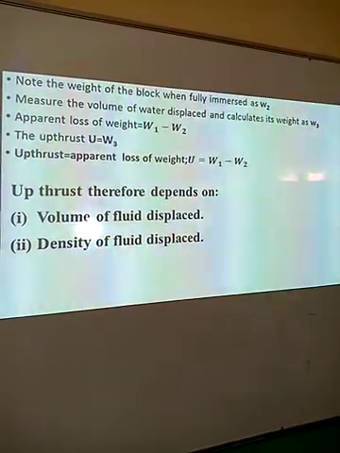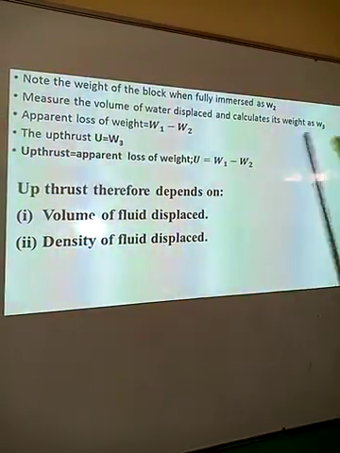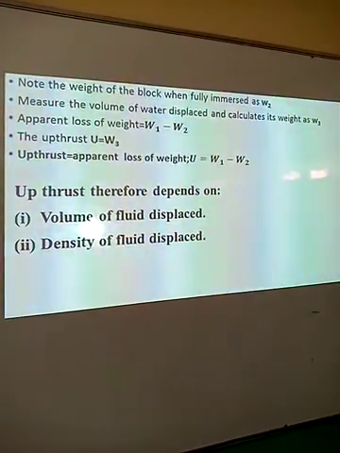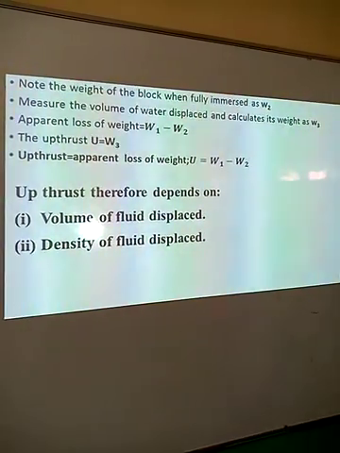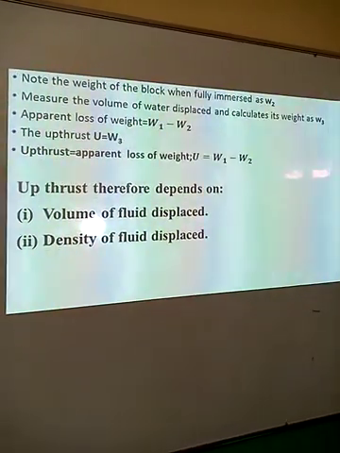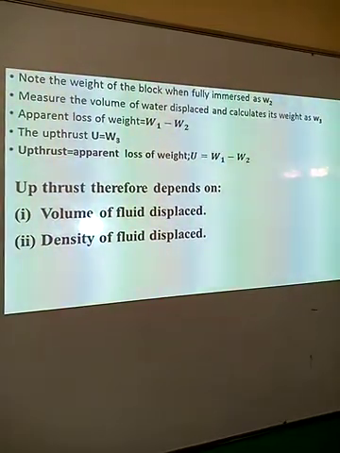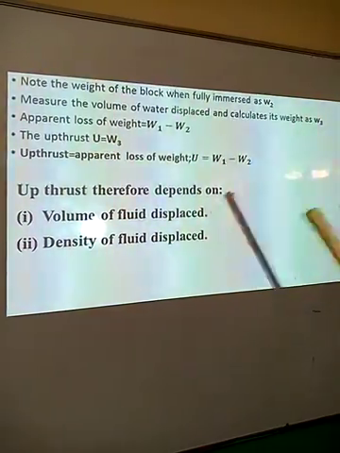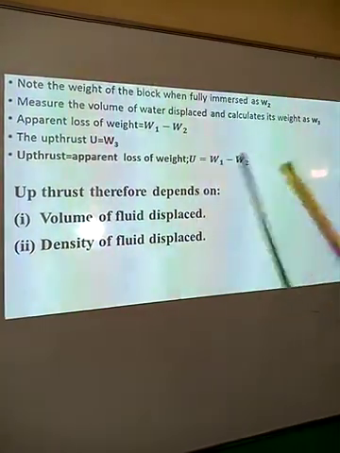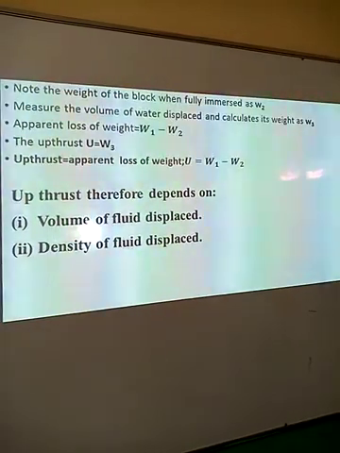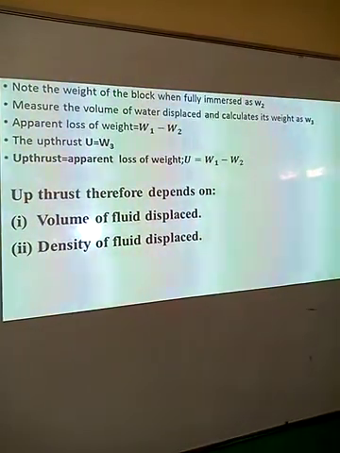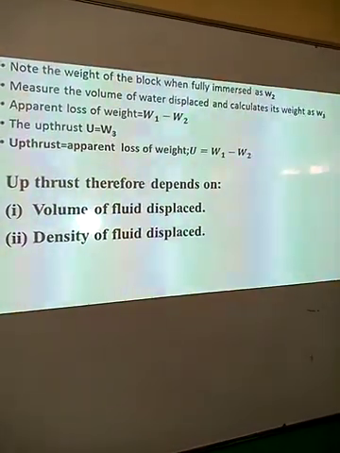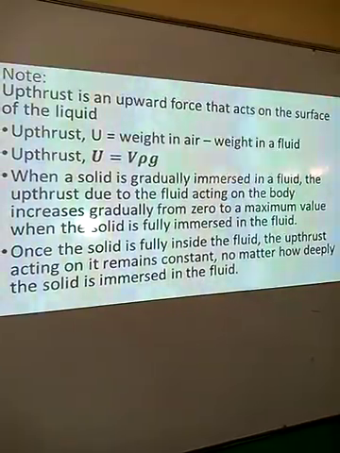So this upthrust, we also call it apparent loss in weight, which is normally weight in air minus weight in the liquid. But because mathematically we have proved that W3 is equal to W1 minus W2, then we also learn that upthrust is also the same as the weight of the water displaced. So from there, we end up proving that upthrust depends on two things. One, the volume of the fluid displaced. Then it will also depend on the density of the fluid displaced.